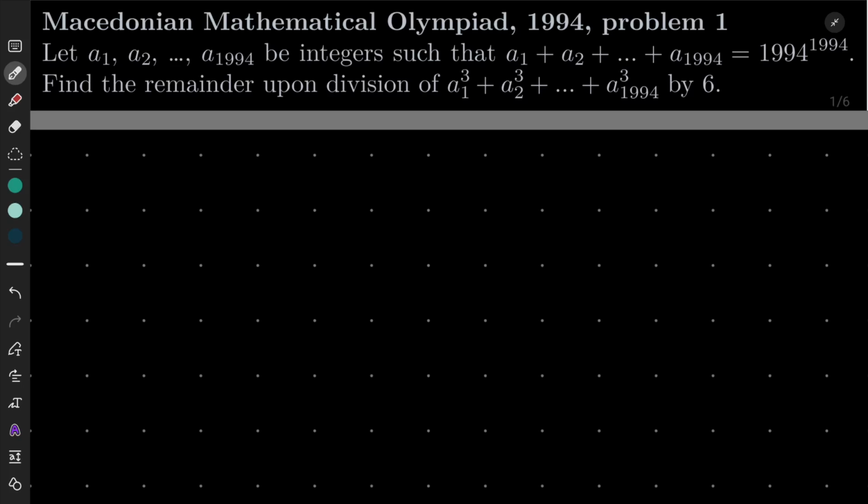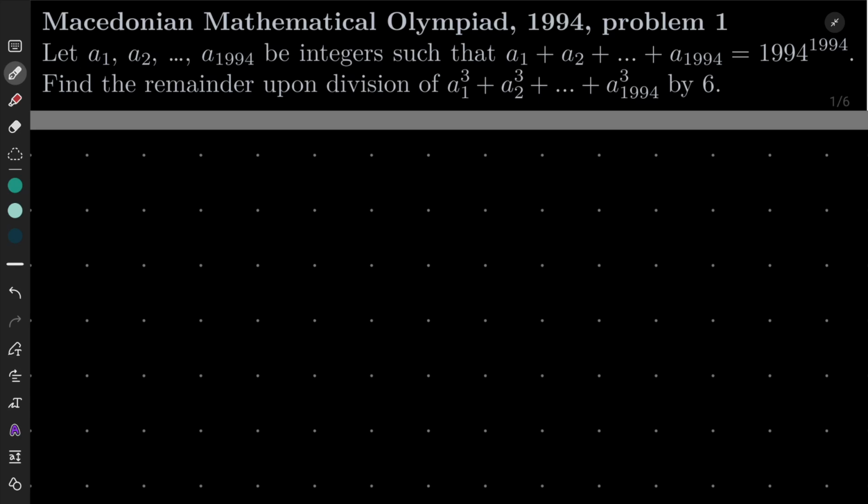Hello friends, in this video I'd like to solve the following problem from the Macedonian Mathematical Olympiad 1994, problem number 1. Let A1, A2 and so on up to A1994 be integers such that A1 plus A2 and so on plus A1994 equals 1994 raised to the power 1994. We wish to find the remainder upon division of A1 cubed plus A2 cubed and so on plus A1994 cubed by 6. It's a classic and rather easy problem from number theory.